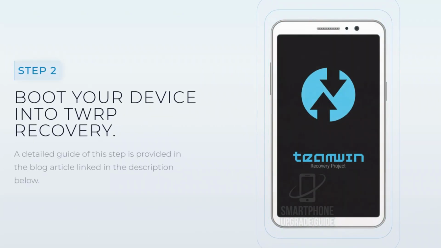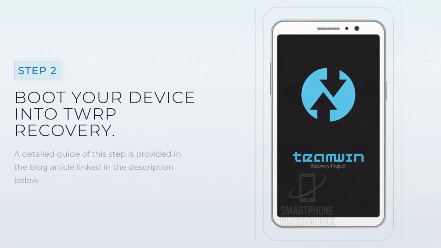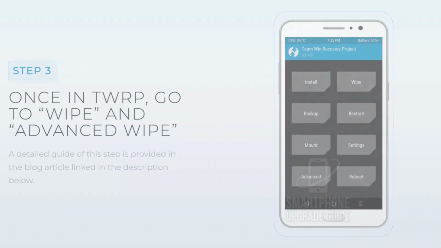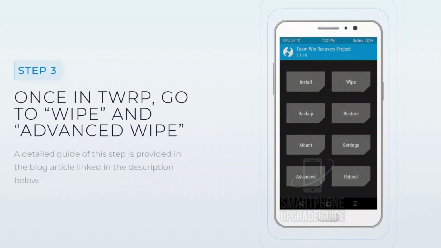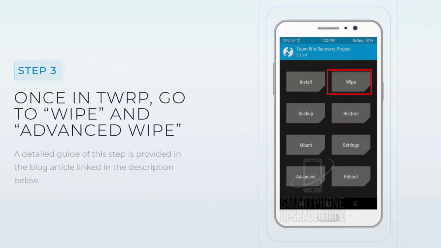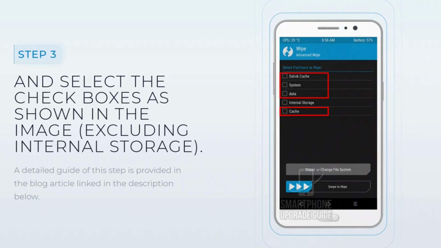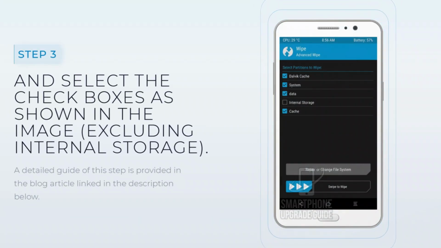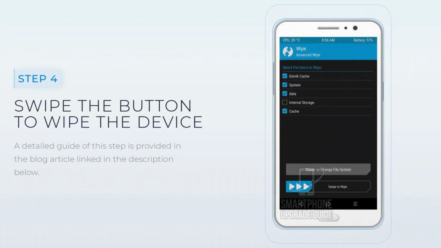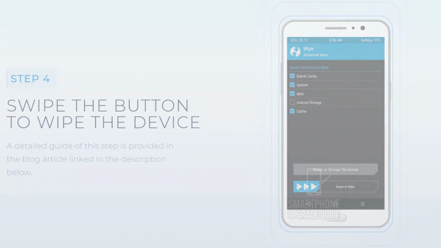Step 2. Boot your device into TWRP recovery. Step 3. Once you're in TWRP main menu, go to Wipe, Advanced Wipe, and select the checkboxes as shown in the image excluding internal storage. Step 4. Swipe the button to wipe the device.